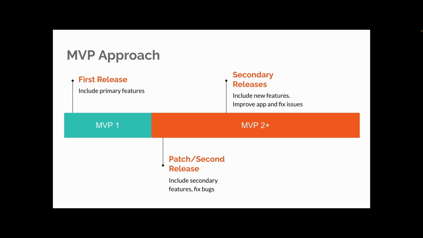Then the second part is MVP 2 and above. You will start patching, updates, fixing bugs. Then you can include other secondary features. You can include new features, improve the app, fix issues. You can improve it based on users' feedback, or if you have a stakeholder meeting, based on their decisions, or based on what you have already outlined in the previous sections, like identifying the problem, identifying the features and all that, okay?